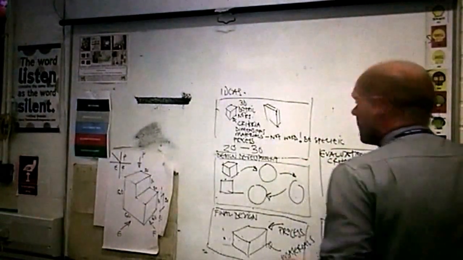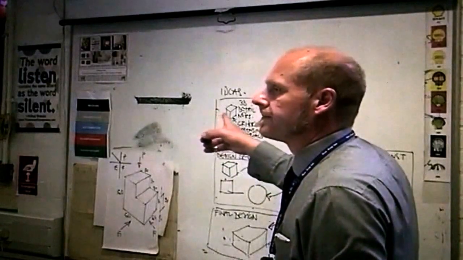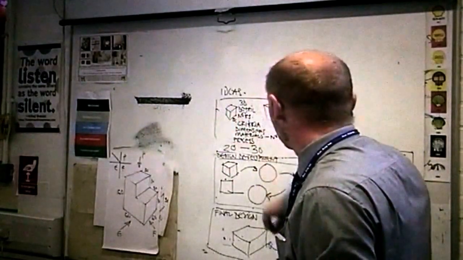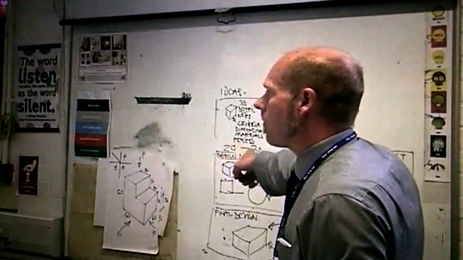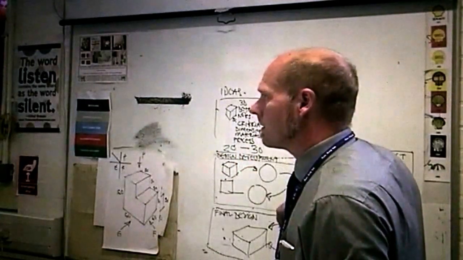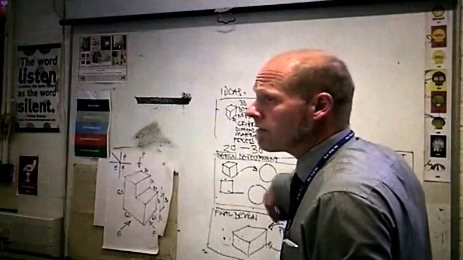Right? Where is our criteria? This seems to be sort of not quite working. We've missed something out. So within our folder, what do we really need at the beginning?